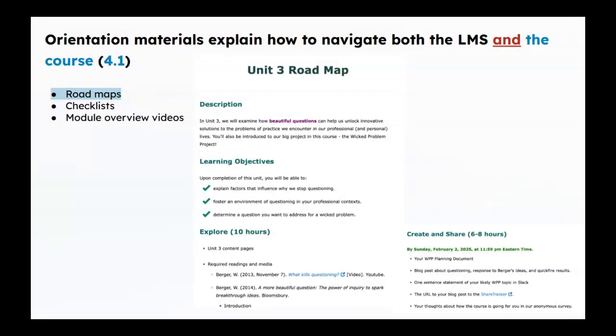Roadmaps. I mentioned this earlier. Remember, orientation materials explain how to navigate, in this case, the course. At Michigan State, it always started with a roadmap. We give a description of what the unit's going to be about, the learning objectives, how much time we think it's going to take for them to explore all of our materials, and how much time we think it's going to take for them to create and share. We're very clear about saying these are estimates based on what we know about how people learn, and also this will vary depending on your comfort with the content and with the technology.